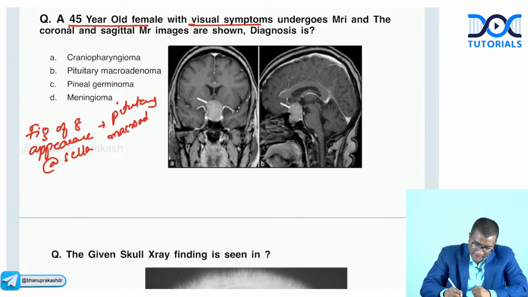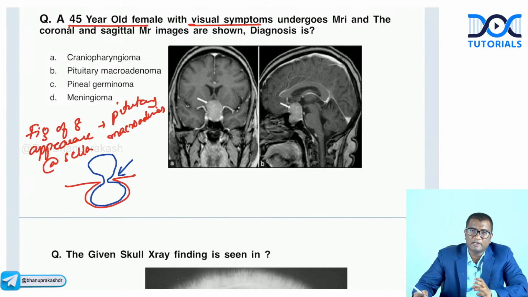Pituitary macroadenoma. So you imagine this is the diaphragma sellae. When we have a pituitary macroadenoma, it grows, constricts and again grows back. So you have a constriction here, giving a figure of 8 appearance of the sella. This is pituitary macroadenoma.